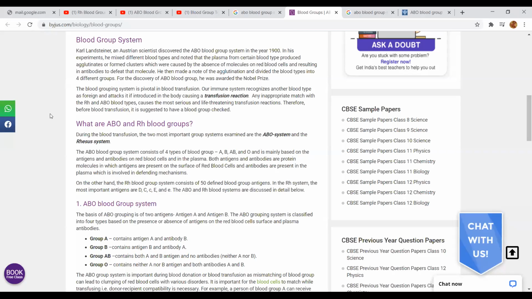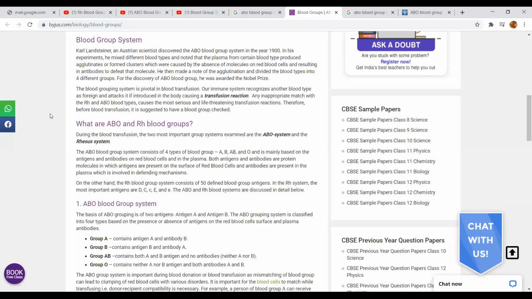Now we have already studied blood transfusion, and then we studied why all types of blood groups cannot be transferred to another person. That is how hypersensitivity takes place because of the wrong blood being transfused to a person. Okay, now let us see what this blood group system is.